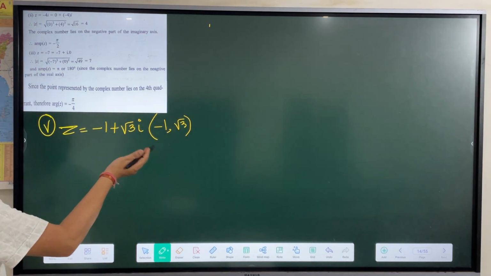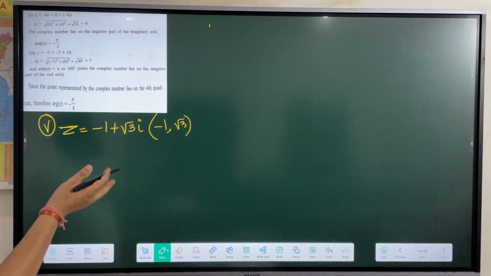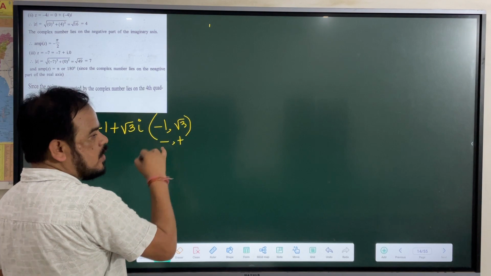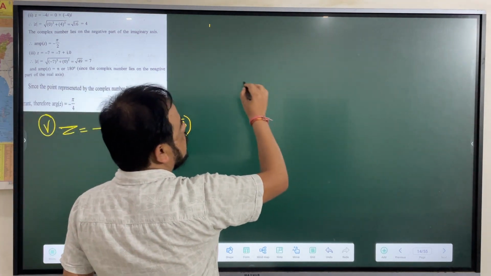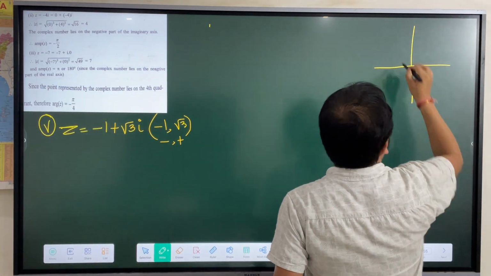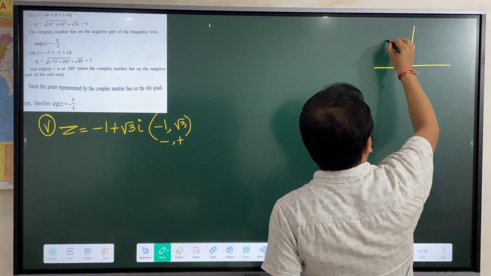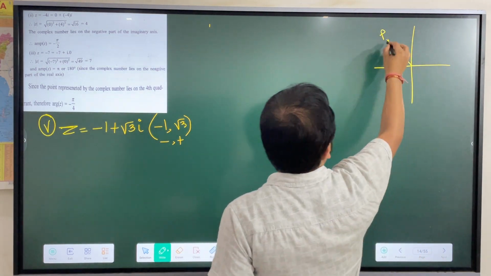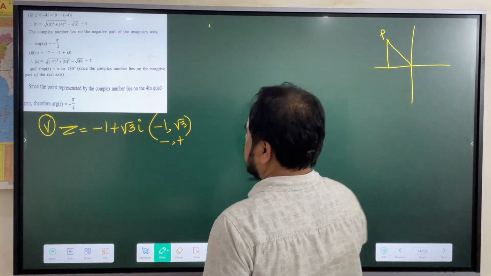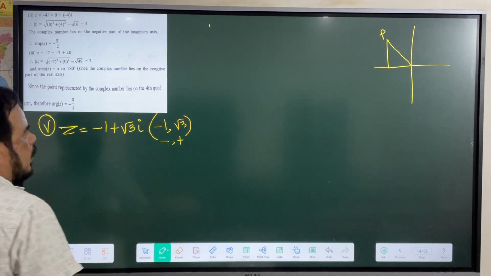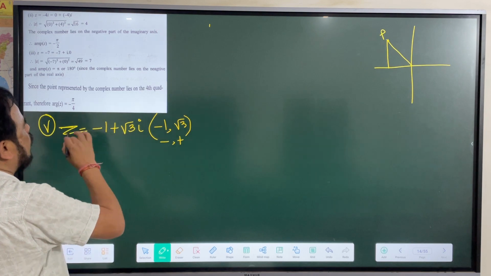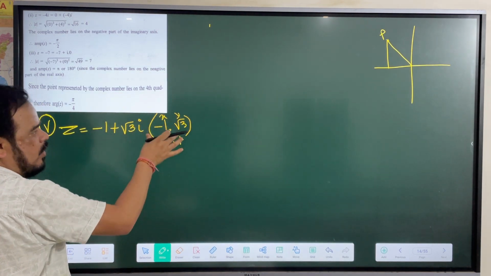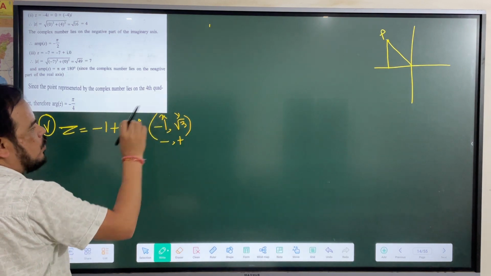Which quadrant? Second quadrant. Minus plus, minus plus, second quadrant. This point is here. This is the second quadrant. Anyway, this way it is a right angle triangle. Modulus we will not find out. This is x, this is y. Always inside the bracket, whatever value is the first one is for x, second one is for y.